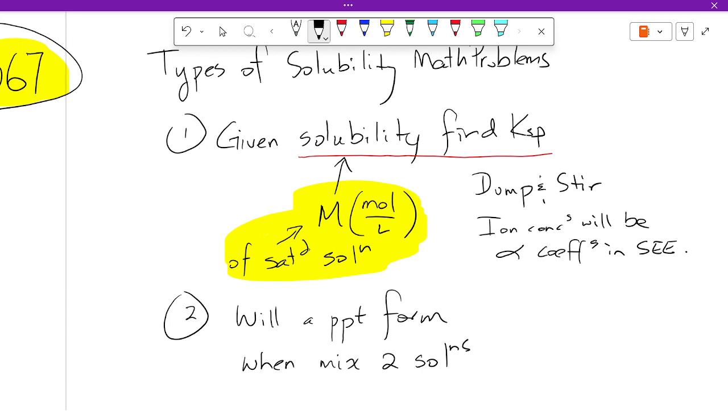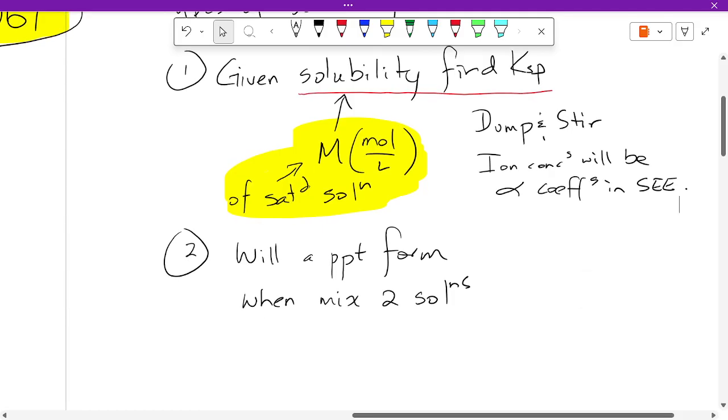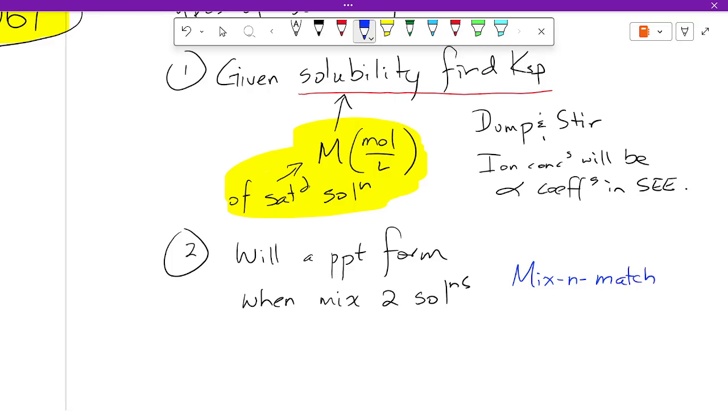Will a precipitate form when you mix two solutions? Is that dump and stir or mix and match? That is mix and match. So will the ion concentrations be proportional to the coefficients? No.